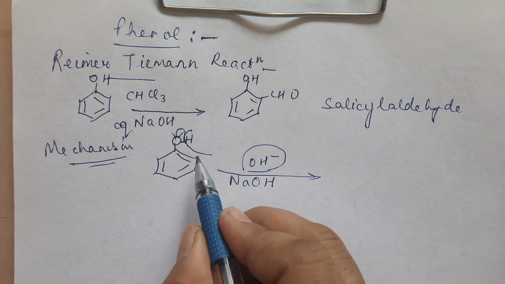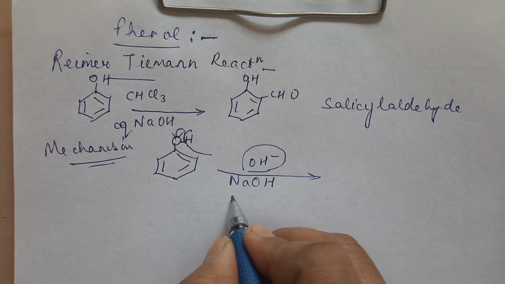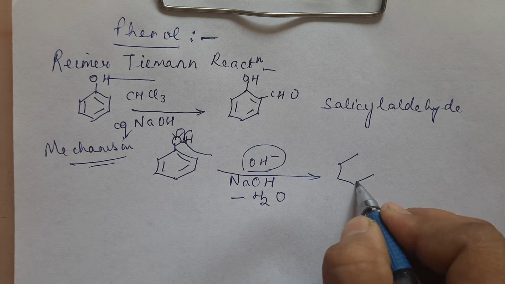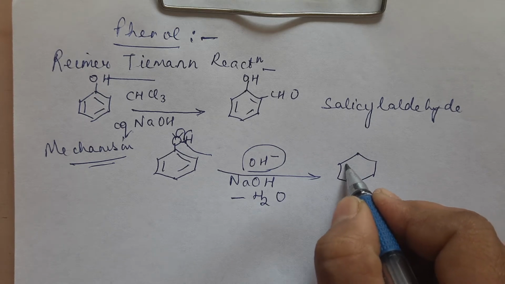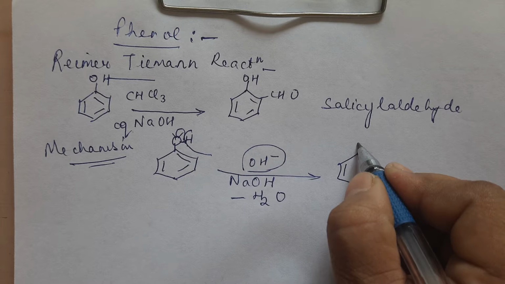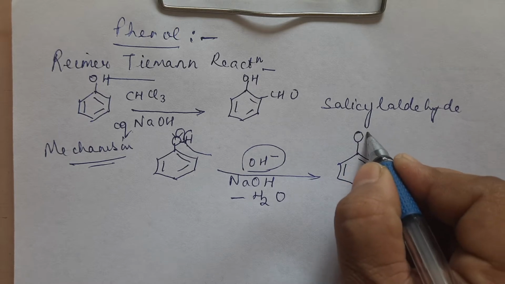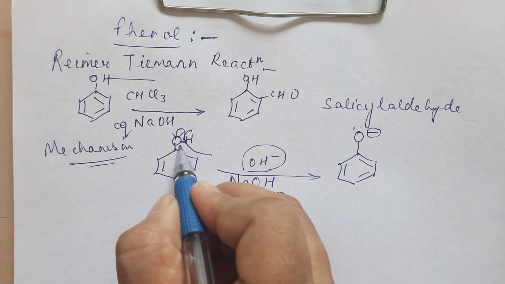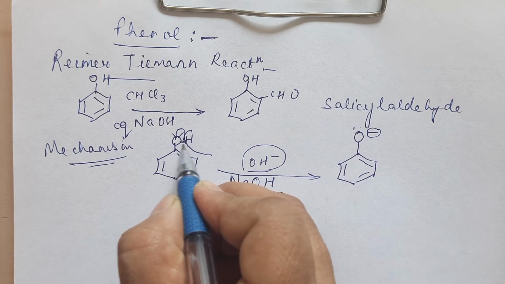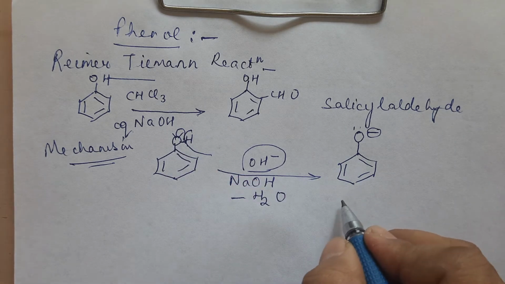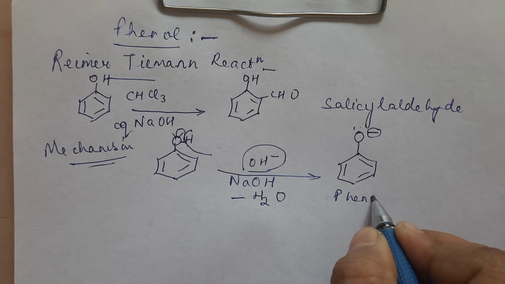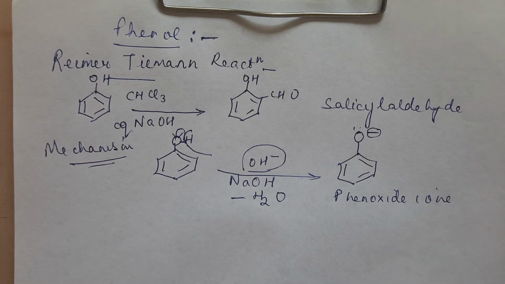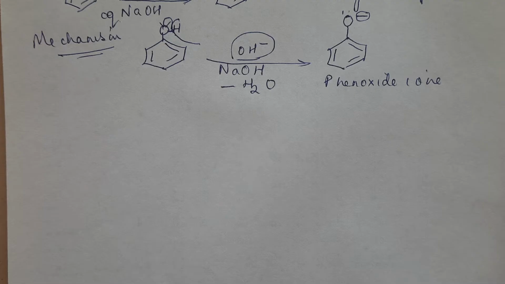So I hope you followed what happens. This H and OH comes out as water. And what we are left over with is this. All these bonds are intact. This is O, and you get one negative charge on O, because that extra bond electron pair goes on O. It forms phenoxide ion. Right? Now, let's see further what happens.